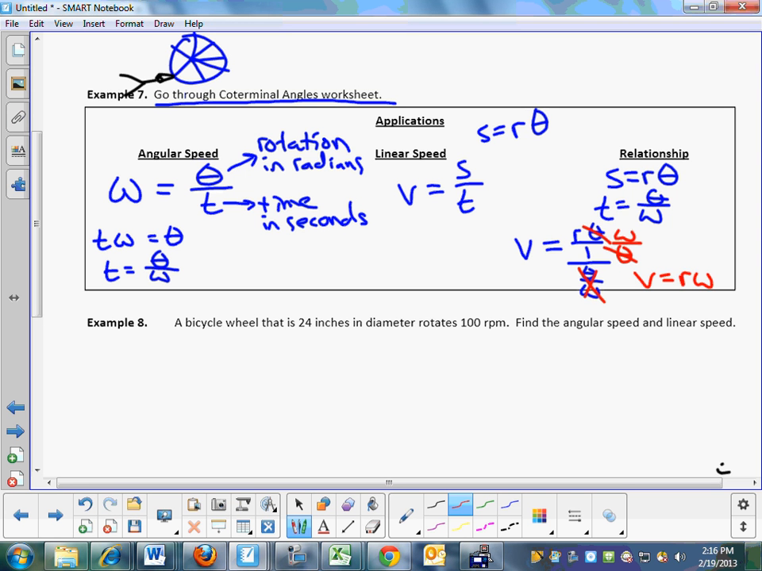Which is really nice because a lot of times you want to figure out the linear speed, and instead of having to figure out what s is, we just take the radius and multiply it by omega, and we get our velocity. So that would tell us if Danny is going to be able to hold on or if he's just going to fly off. We hope you would be okay either way, Danny.